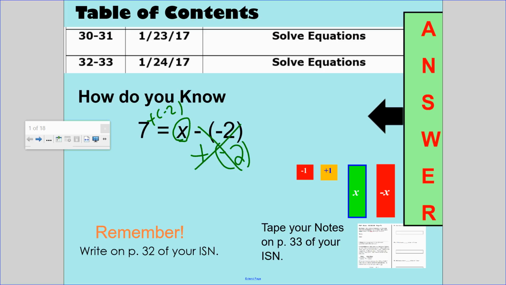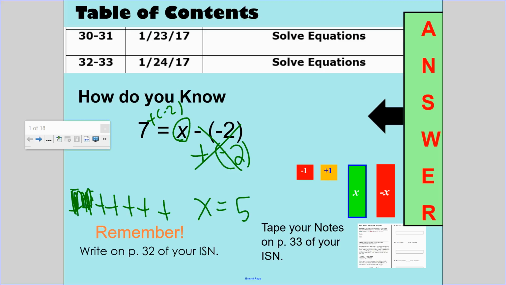Well, this cancels out. So what is 7 plus negative 2? 2, 3, 4, 5, 6, 7. 2 pairs cancel out. So we're left with 5. x is equal to 5.